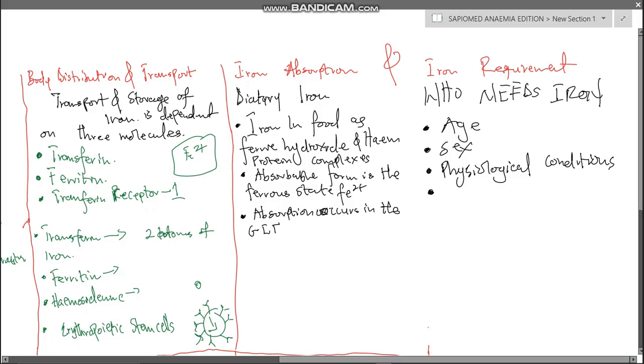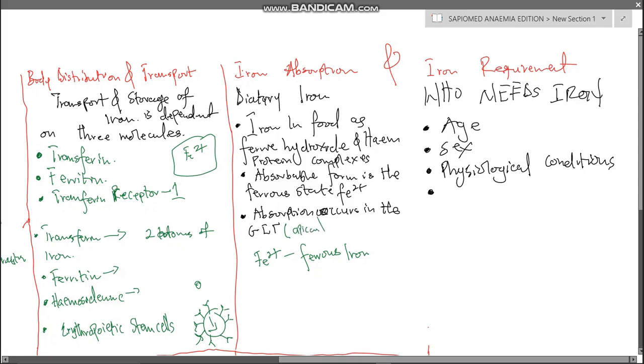So in our case, we have Fe2+, which is the ferrous ion, to be the most absorbable state of the iron. In food, it is found as ferric hydroxide and heme protein complexes. Absorption occurs in the GIT, specifically in the apical membrane of duodenal enterocytes.